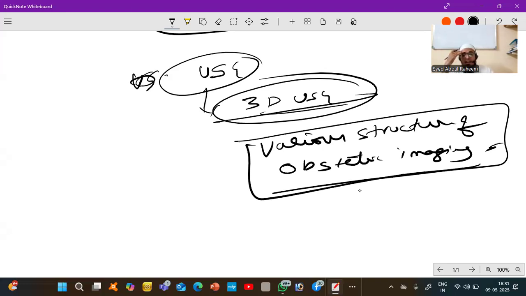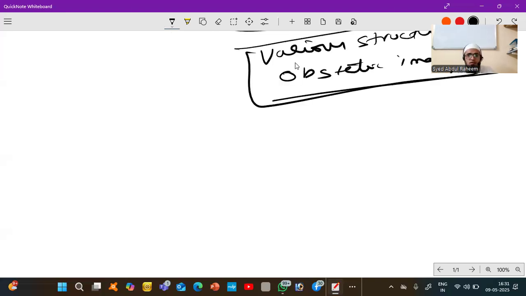To see the structure of cranial bones, or spine, or any related problems like the heart. Whether the structures are confirmed or not, whether the heart is fully developed or not, this can be seen in 3D USG.